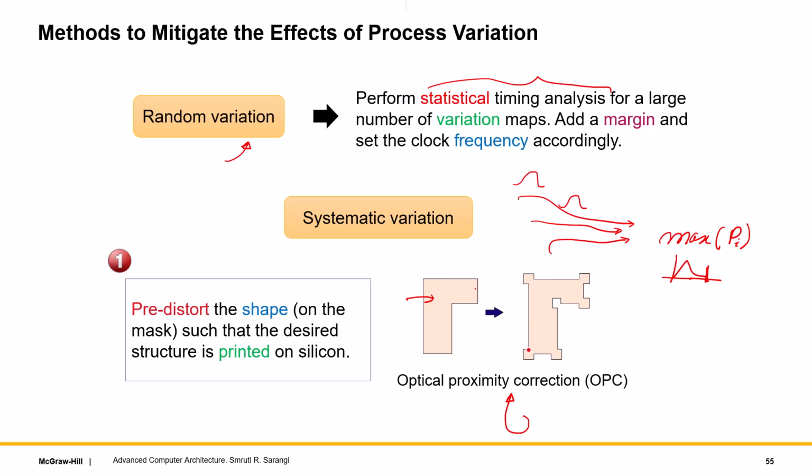As you can see, because the corners get rounded, I add more silicon at the corners. Because this corner can receive more light, I take some silicon away. So I create this structure out of this. Now when I try to print it on silicon, I'll get something closer to what I originally wanted. So the pre-distortion in a certain sense is helping me.